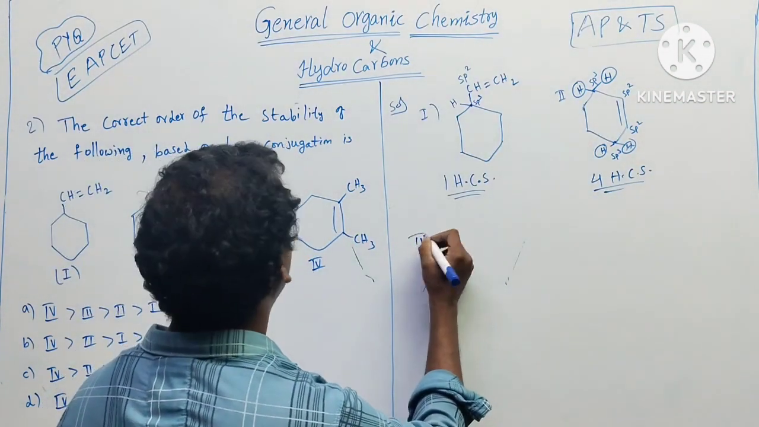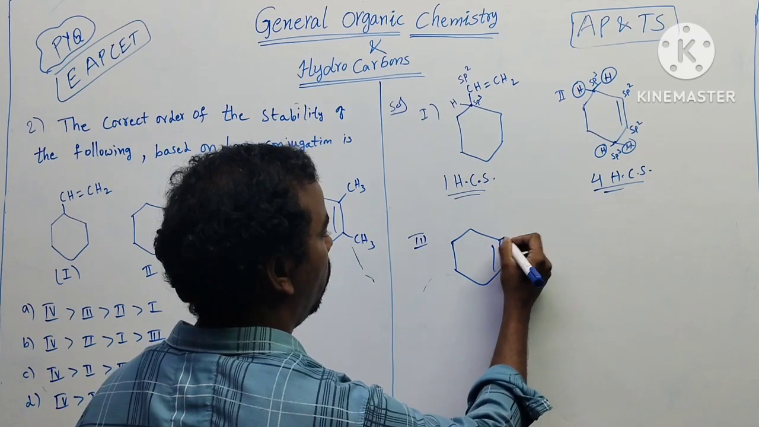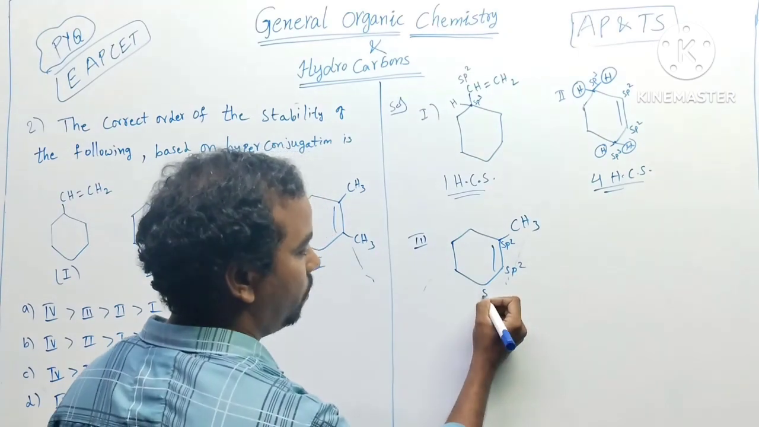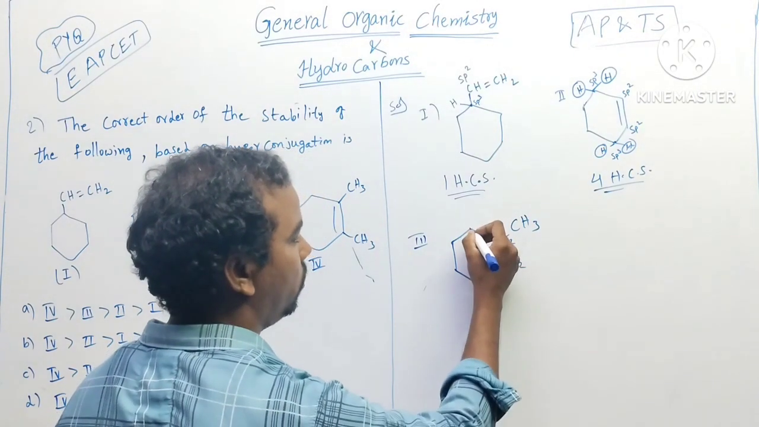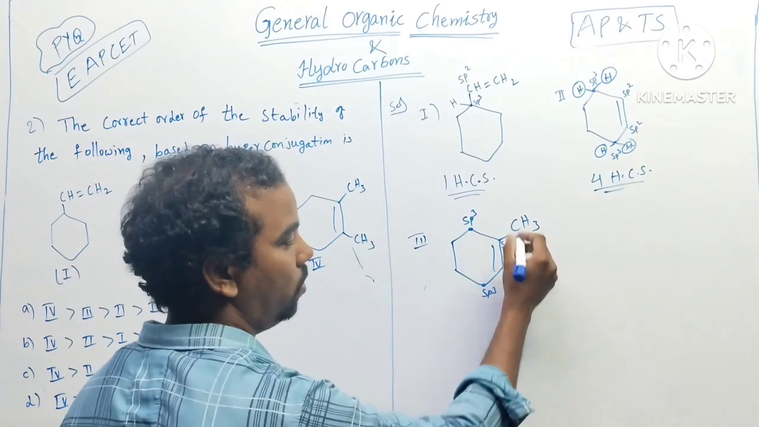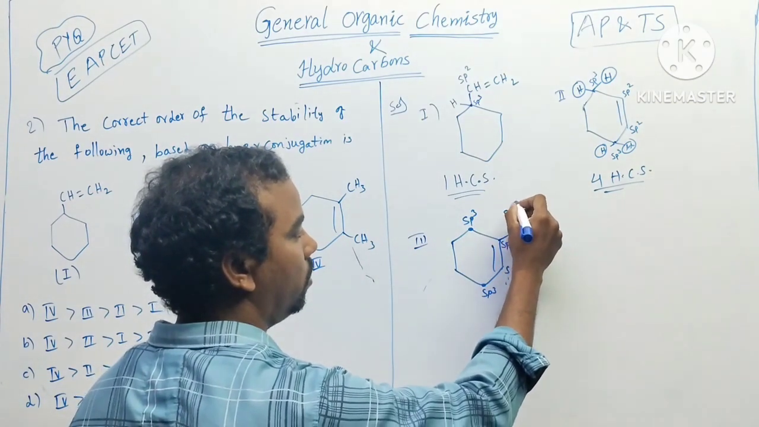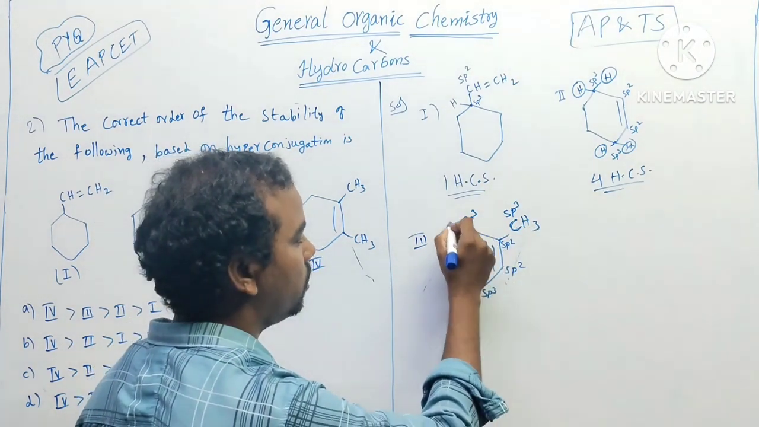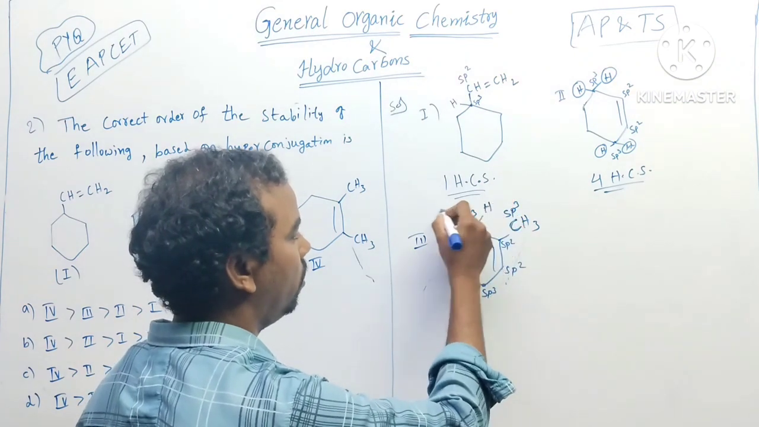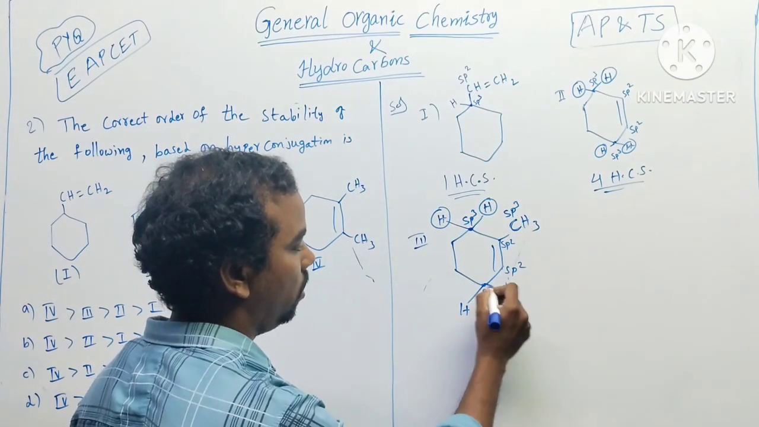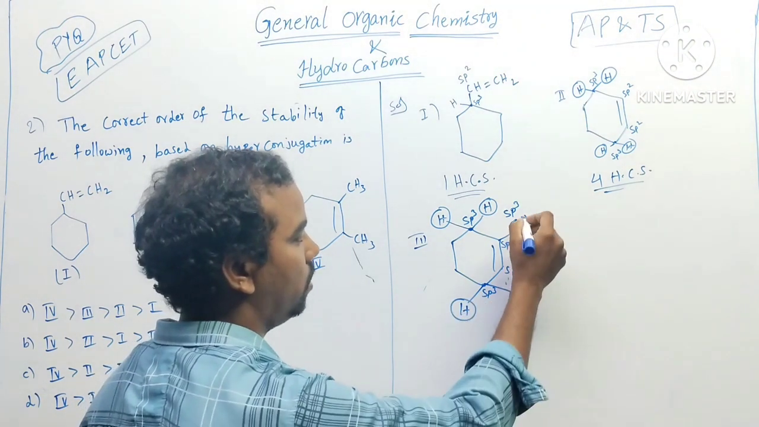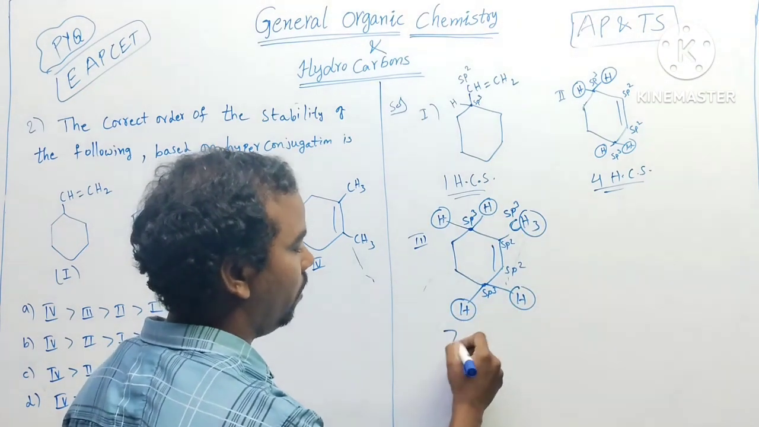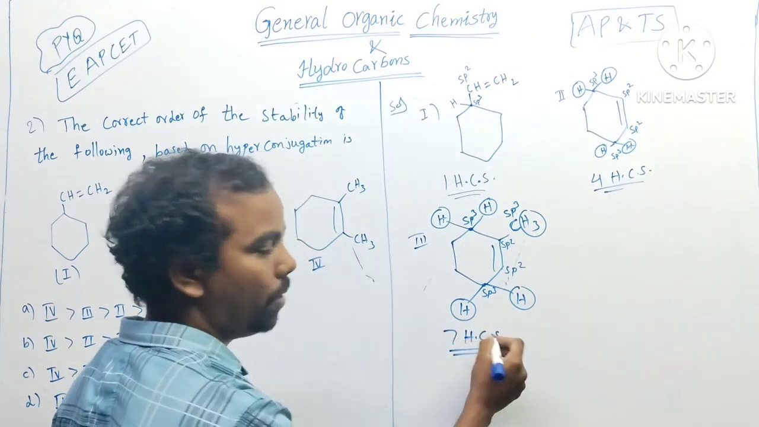Next, the third one, double bond CH3. It has sp2 carbons, and there are sp3 carbons attached to the sp2 carbons. How many such carbons are there? 3 carbons. Count the hydrogens: here 1, here 1, 2 hydrogens; here 1, here 1, 3, 4 hydrogens; here 3 hydrogens. Total 3 plus 4, 5, 6, 7. So 7 hyperconjugative structures.